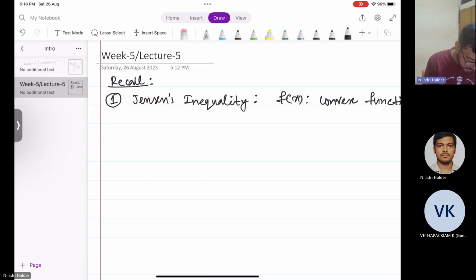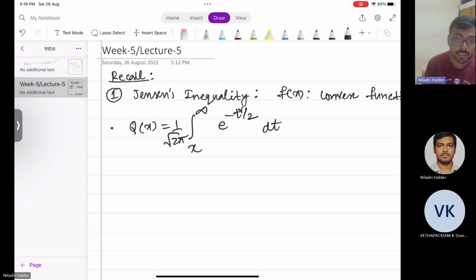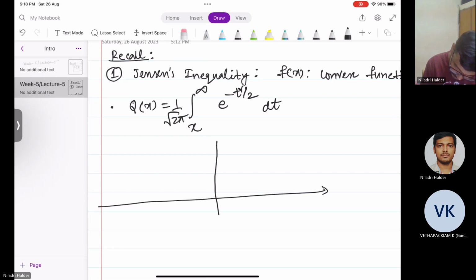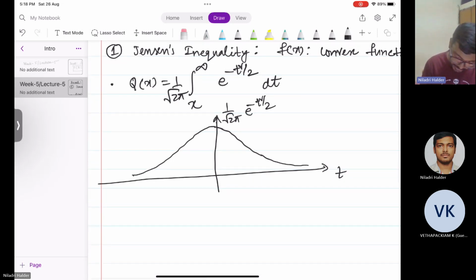Then he introduced one function, that is the Q function, where Q function is defined as the integration from x to infinity of 1 by root 2 pi e power minus t square by 2 dt. That means suppose this is the normal distribution, 1 by root 2 pi e power minus t square by 2. Then Q(x) is defined from x to infinity. So suppose this is the x, this integration is the Q(x).